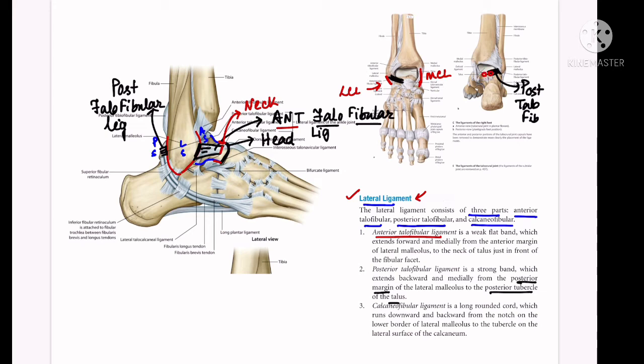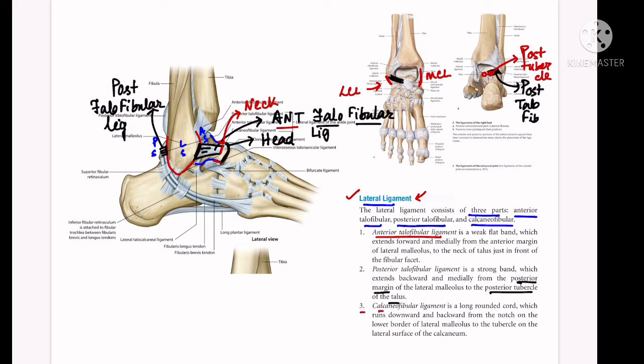These are the posterior tubercles of talus on the posterior surface of the talus. And up to this posterior tubercle, the posterior talofibular ligaments are extended. Posterior tubercle of talus.